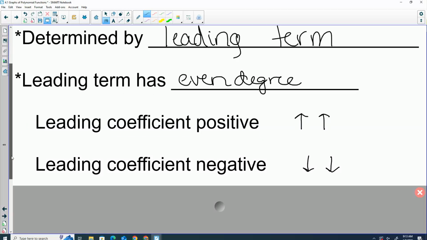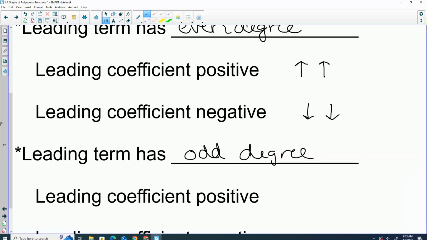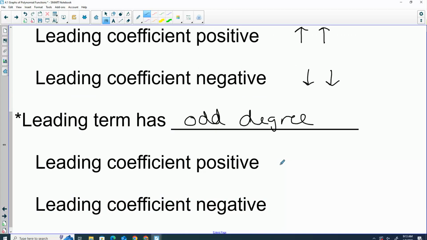If we have odd degree, we said anything with an odd degree will look like an x cubed. So a basic chair, the left end is pointing down, the right one is pointing up. But if I said negative x cubed, what happens?